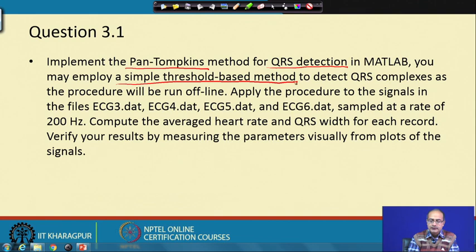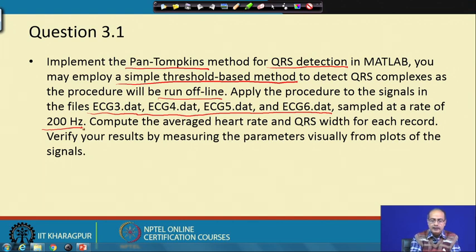And it is an offline procedure, because we have collected the data and then we are running it. For that, multiple files are given: ECG3, ECG4, ECG5 and ECG6.dat, and each of them is sampled at a much lower frequency, 200 hertz. That means we can have the frequency content between 0 to 100 hertz.